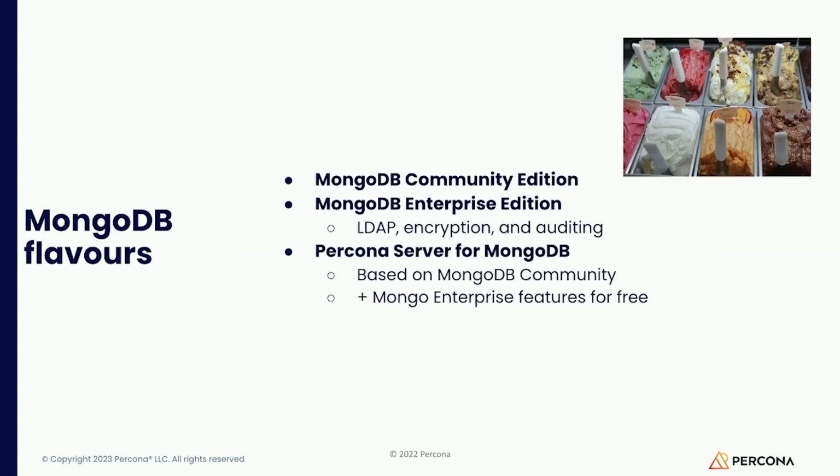There are a few different flavors of MongoDB. First, you have the Community Edition that MongoDB releases. Then there is the Enterprise Edition, which comes with some extra features like LDAP integration or encryption and auditing. And then Percona releases their own version of MongoDB, which is based on the Community Edition, but also provides an implementation of the enterprise-level features free of charge.